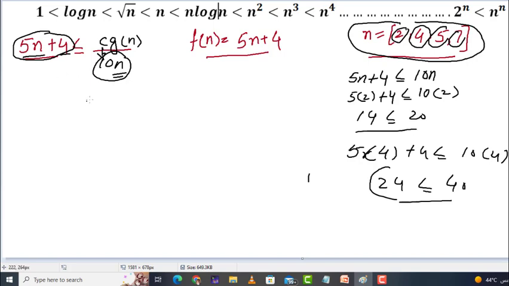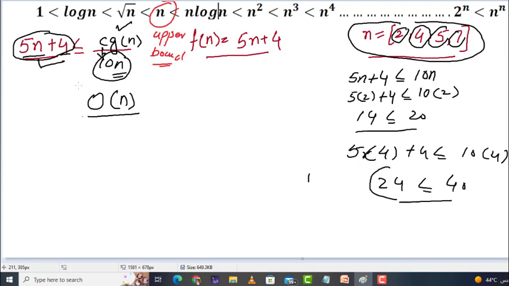So it means I can write big O of n. This function is the big O of this particular function, so I can represent it with big O of n. Here you can see that it belongs to this class, and this class is the upper bound.